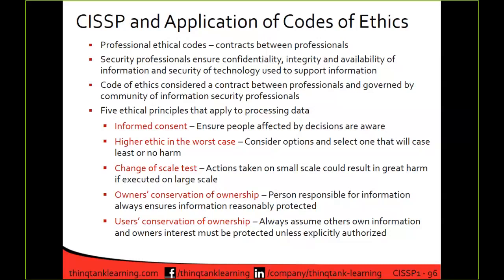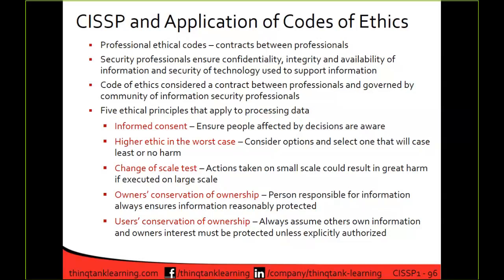Conservation of ownership. The person responsible for the information always ensures the information is reasonably protected, being the custodian of that information. And the user's conservation of ownership: always assume that others own the information, and the owner's interest has to be protected unless explicitly authorized otherwise. Okay? So the owner of the information is not always the person responsible for maintaining the security of that information. It's usually the custodian or the user of the information that's responsible for maintaining that information.